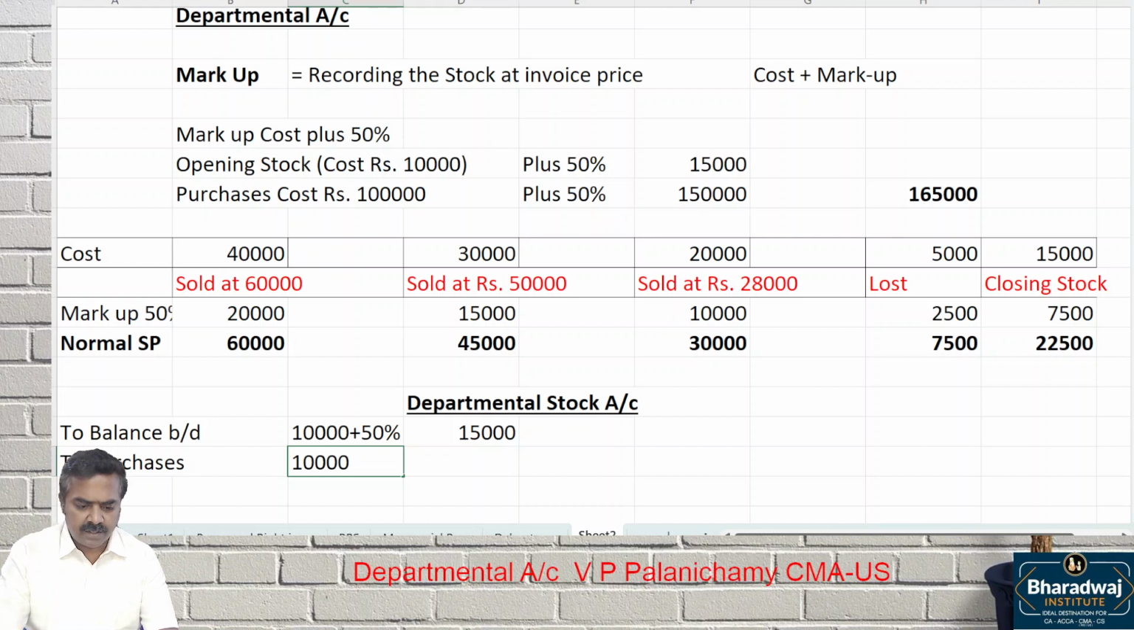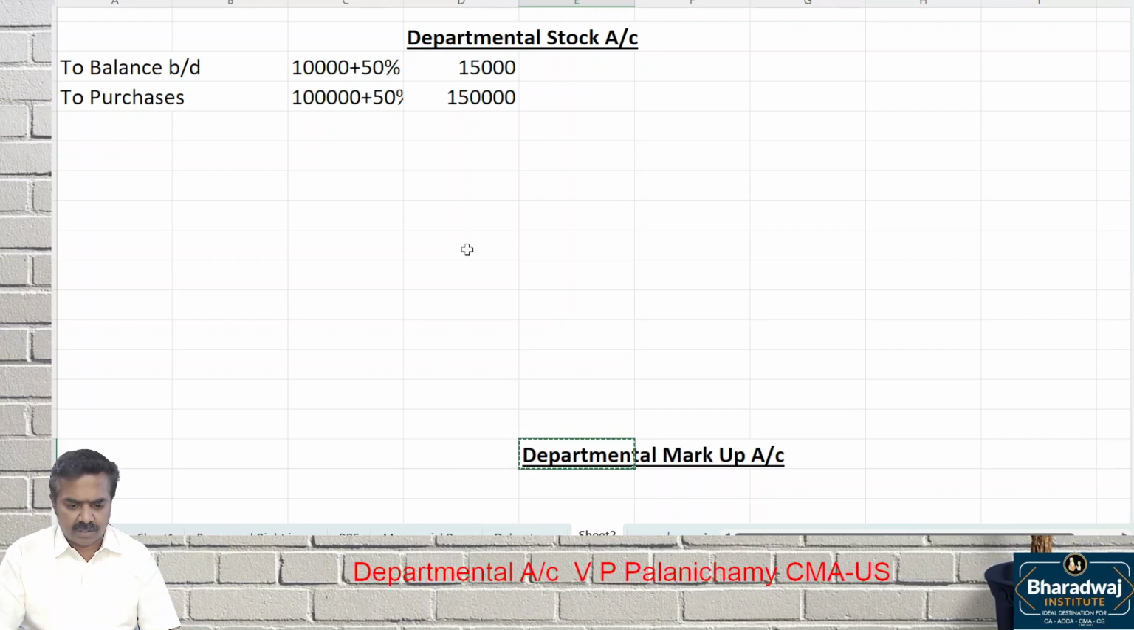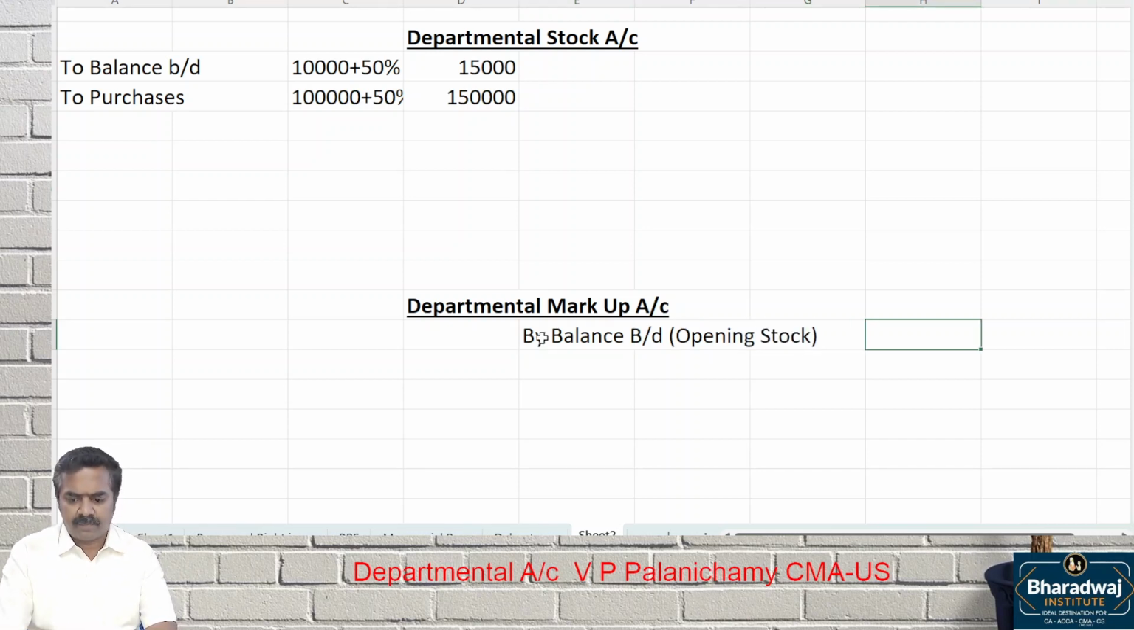Purchases. What is the purchases? 1 lakh. When I mark up 50%, that will be 1,50,000. Whatever I mark up here will be recorded in the departmental markup account. That will be recorded in which account? Departmental markup account, by balance brought down. This is on opening stock, same like opening stock reserve. Opening stock, what is the markup? 5,000. Markup alone will be recorded here. By purchases, what is the markup done on purchases? 50,000, but we won't put purchases. We'll call it departmental stock.